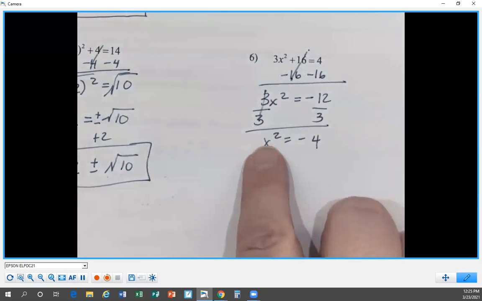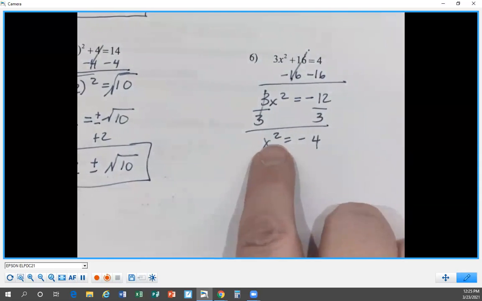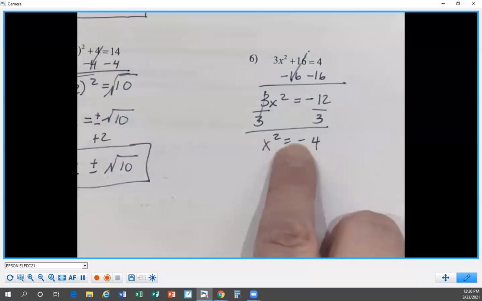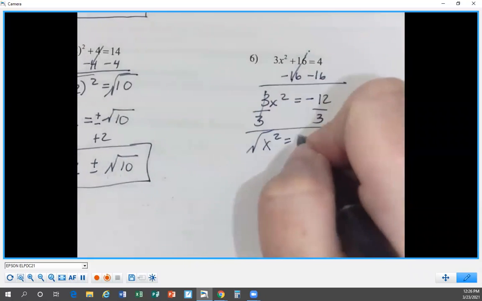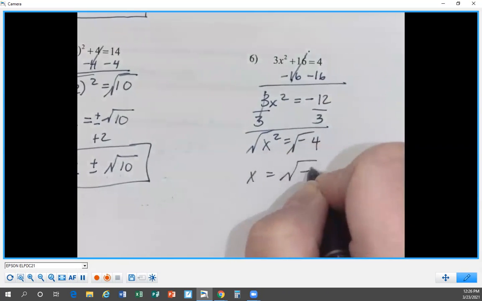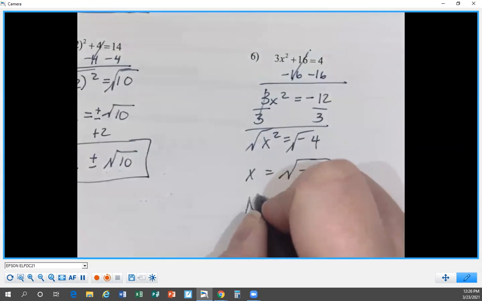Okay, there's no number that I can square and get a negative 4, right? If it's a positive number and I square it, that's not going to give me a negative 4. If it's a negative number and I square it, that's not going to give me negative 4. If it's a 0 and I square it, that's not going to give me a negative 4. So I can't take the square root of a negative number. So this would say x is equal to the square root of negative 4. We can't take the square root of a negative number, so there's no real solution.